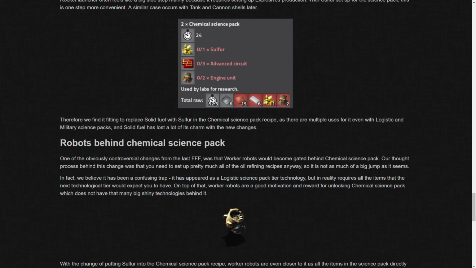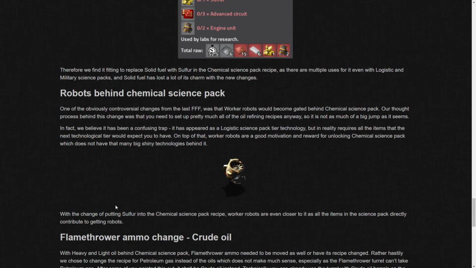On top of that, worker robots are a good motivation and reward for unlocking chemical science pack, which does not have that many big shiny technologies behind it. With the change of putting sulfur in the chemical science pack recipe, worker robots are even closer to it, as all the items in the science pack directly contribute to getting robots.